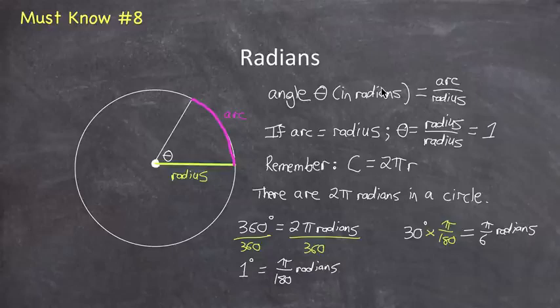So all of the trigonometry that we did up till now in degrees, we could easily convert all of it to radians by just multiplying any degree measure by pi over 180.